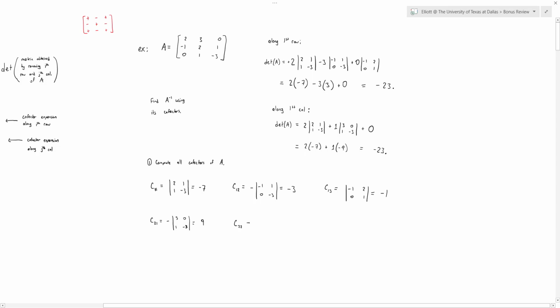The 2, 2 cofactor, it's going to be plus, and then cross out the second row, the second column. We have 2, 0, 0, minus 3 remaining. So that determinant is negative 6. Then for the 2, 3 cofactor, it's going to be minus. Cross out second row, third column. You have 2, 3, 0, 1 remaining. So it's going to be positive 2, but then the minus in front makes it negative 2.